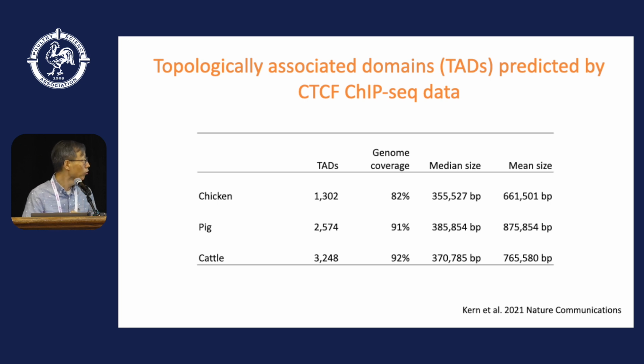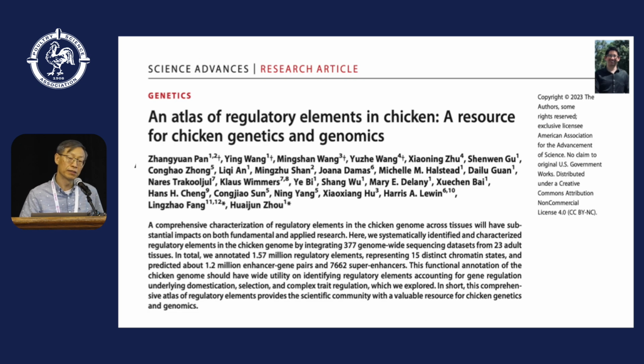And we were able to publish this paper last year in Science Advances. Basically, we integrated almost 400 genome-wide data assays across 23 tissues, annotated 1.6 million regulatory elements from 15 different chromatin states, 1.2 million enhancer-gene pairs, and more than 7,000 super enhancers.